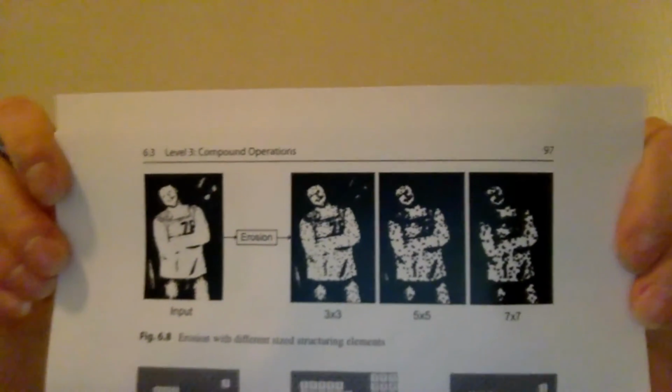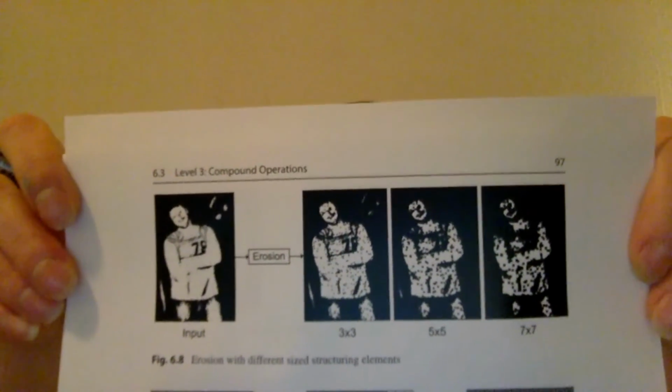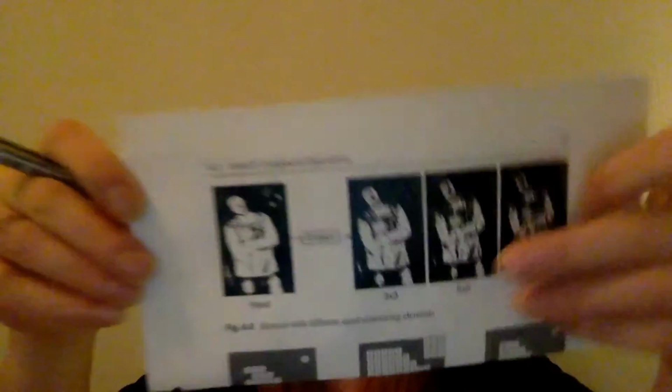It's best illustrated in this picture. It also depends on the size of the kernel applied. So those are the hit and fit operations.